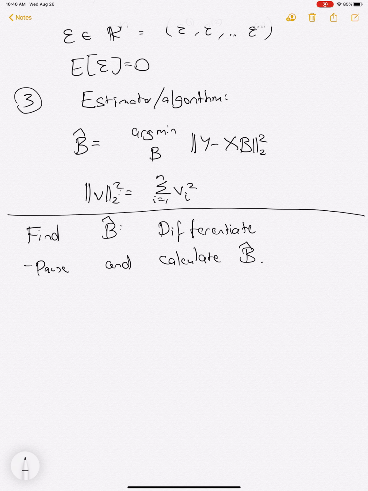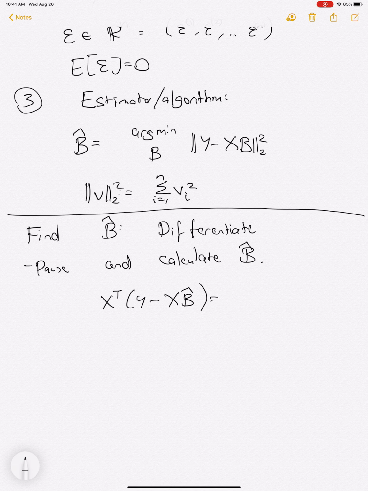Okay, now let's go through this calculation. You're differentiating with respect to b, which is a p-dimensional vector. So it seems like you have to do p different differentiations, but in matrix vector form you can use simple operations of linear algebra. If we want to take the derivative with respect to the whole parameter b, we can do that very easily. We just take the derivative and set it to 0.